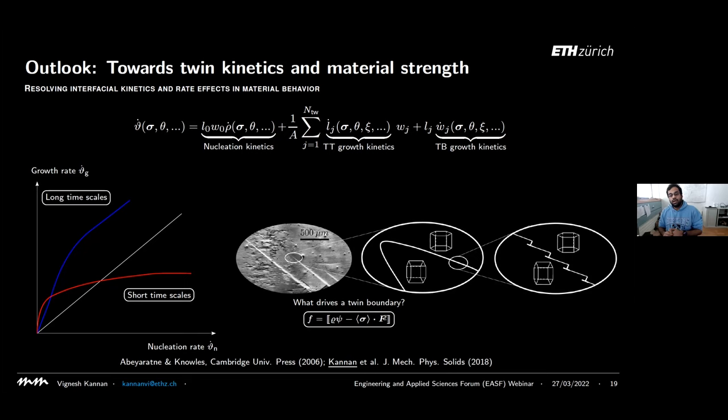If we understand what drives a twin boundary, the next question is how fast the twins grow. And that we've measured in our experiments. The only thing we don't know is the driving force on the twin boundary. So in this case, we could actually combine high resolution measurements. So we're talking about measuring the material response, or measuring deformation gradients, thermal gradients, and so on and so forth across a twin boundary or a phase boundary, and then connecting that with these lower scale models.